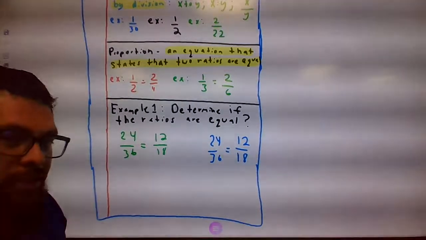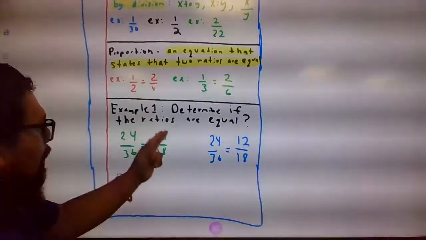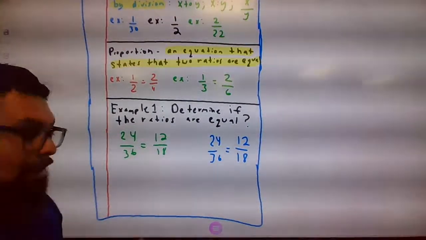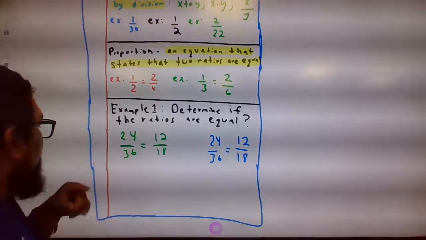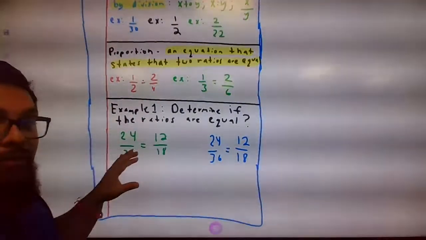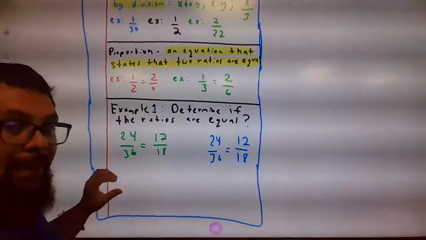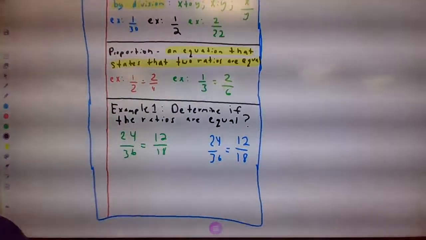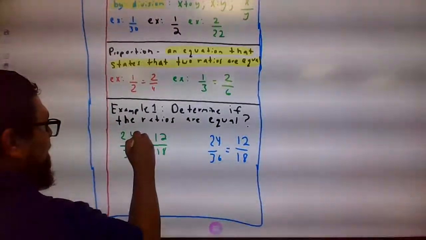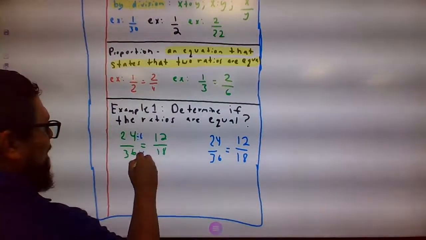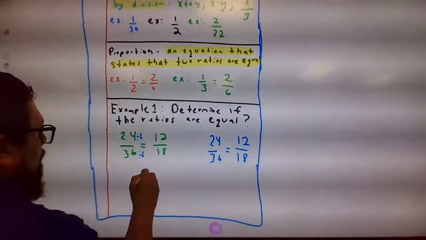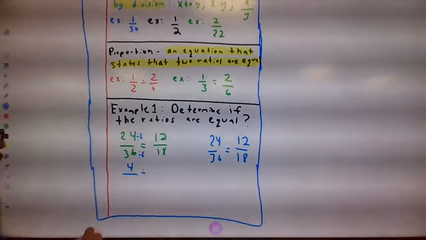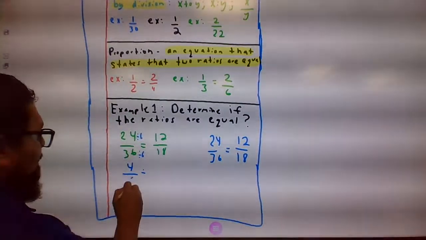If I know my multiplication tables, I should realize there's a common number that I can see, and that is a 6. So I'm going to divide both sides by 6. I can first divide one side and see what we get, and then we'll divide the other. Let's always start on the bigger number. So we're going to divide this by 6 and divide this by 6. 24 divided by 6 is 4. 36 divided by 6 is 6.